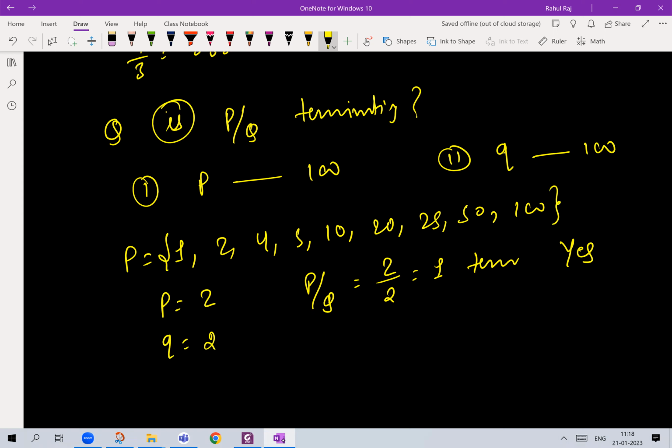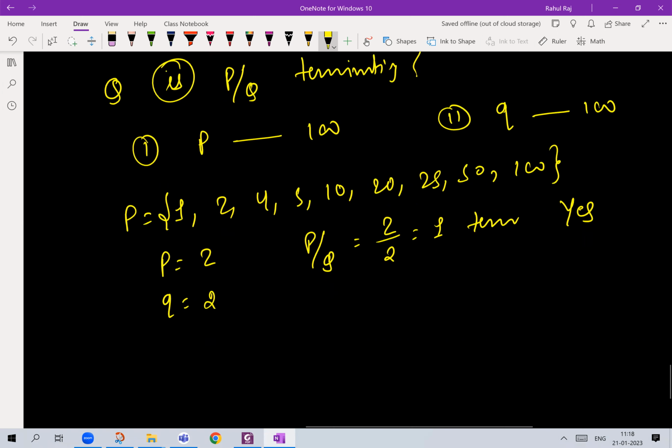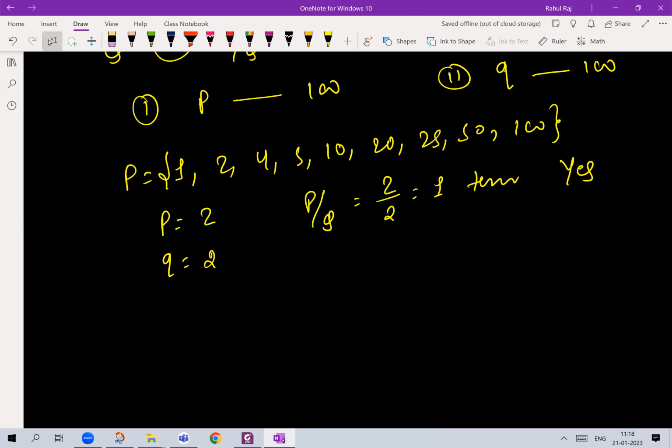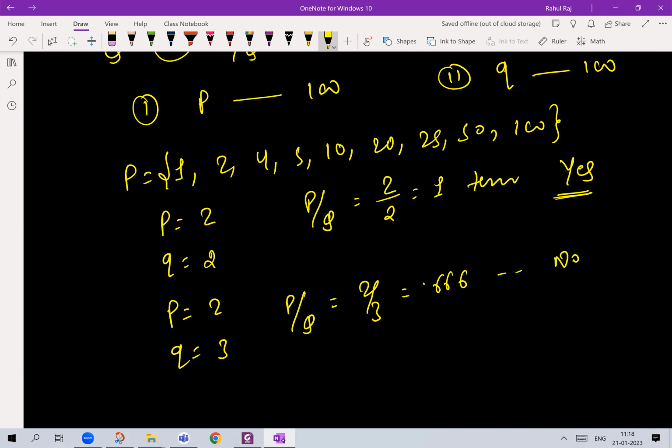So I'll take P is equal to 2, Q is equal to 2. P by Q, 2 by 2, is 1, a terminating condition. But again, I've created a yes situation. Now it's my job to create a no situation. Imagine I take P is equal to 2 and Q is equal to 3. So P by Q is 2 by 3, and if you divide this, you'll get 0.666. So it's a no situation. Because I've got a yes and no situation, that's the reason I say this statement is not sufficient.